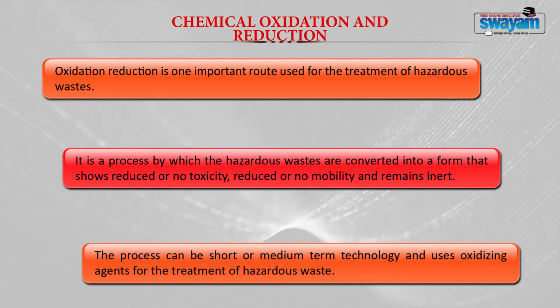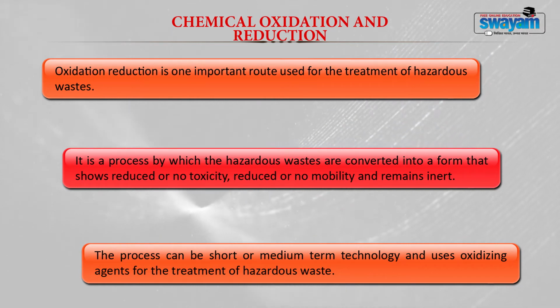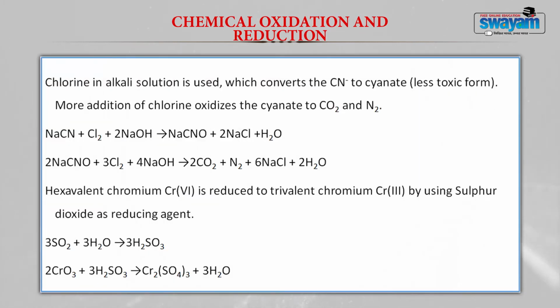Now, the process can be a short or a medium term technology, and it can use certain oxidizing agents like potassium permanganate and dichromate and so on. Now, chlorine in alkali solution is used to convert cyanide to cyanate, which is a less toxic form. More addition of chlorine oxidizes the cyanate to carbon dioxide and molecular nitrogen. Now, the equations are given below.